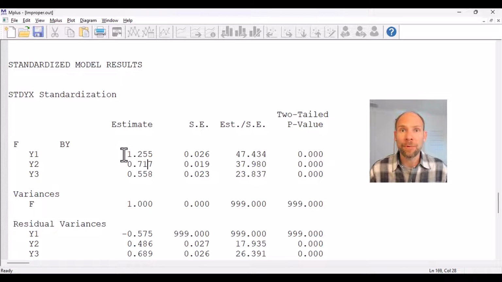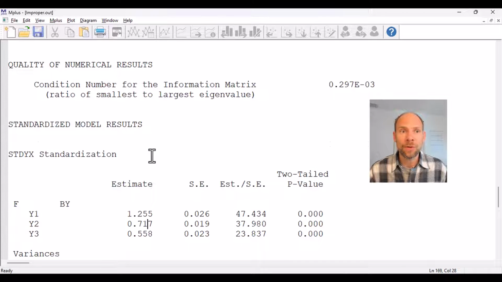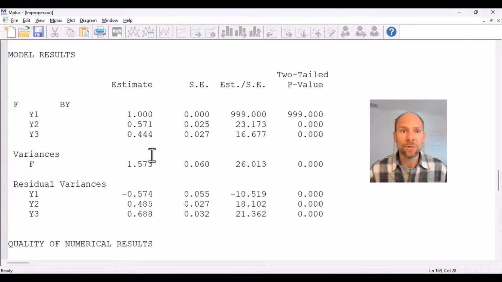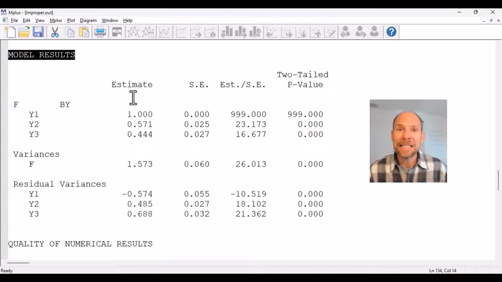That's the first important point. The second important point is related to that. It does not concern the unstandardized solution. So when we scroll up in Mplus, the first solution that's actually presented by Mplus for a CFA or structural equation model is the unstandardized solution.